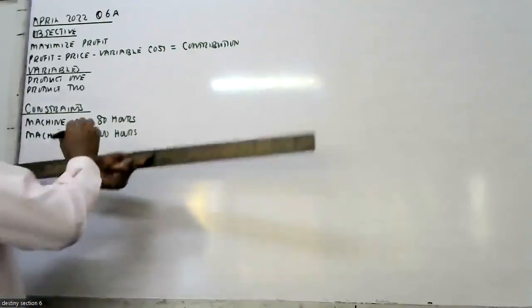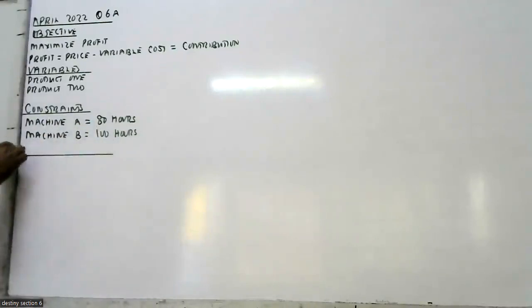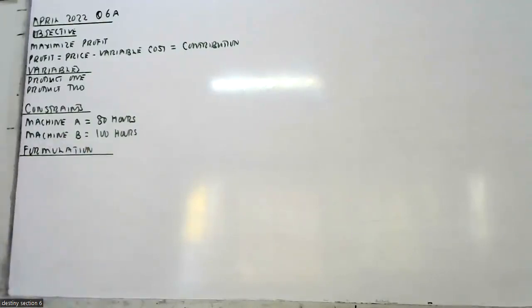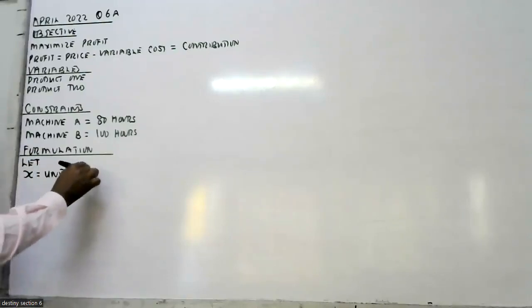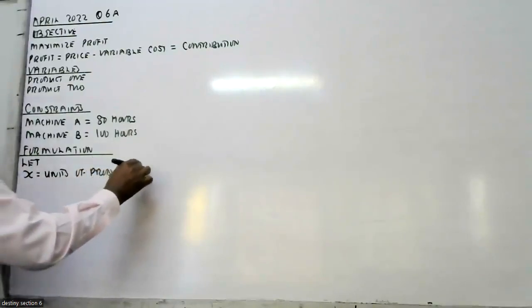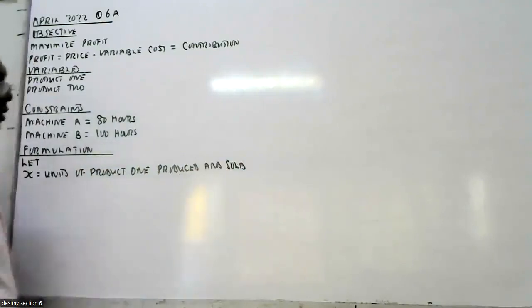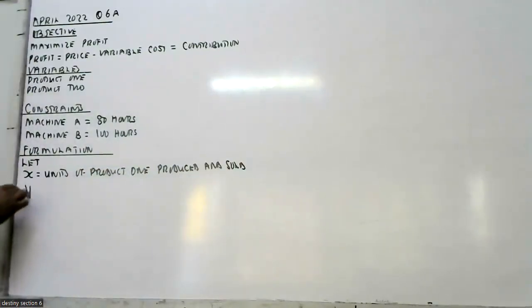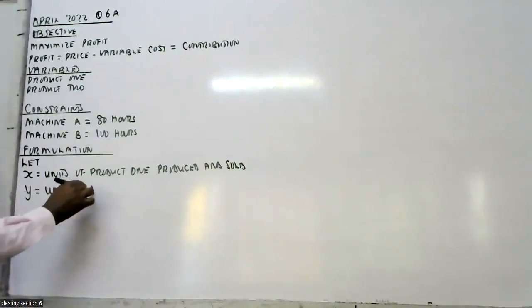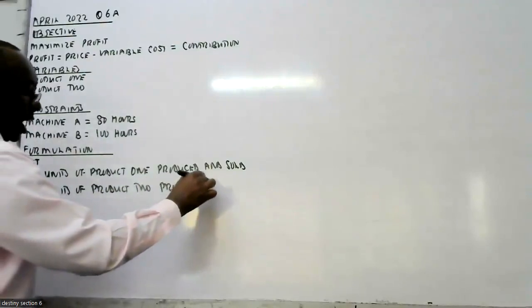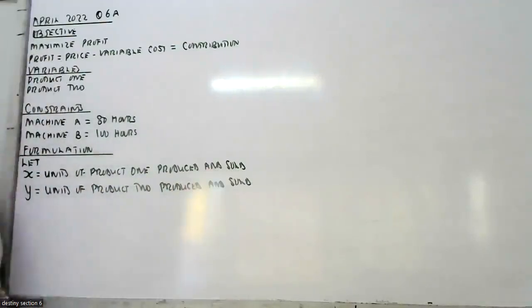So with that, you now make the formulation. And I've told you in the formulation what to do. You simply say, let X represent units of product 1 produced and sold, and Y represent units of product 2 produced and sold.